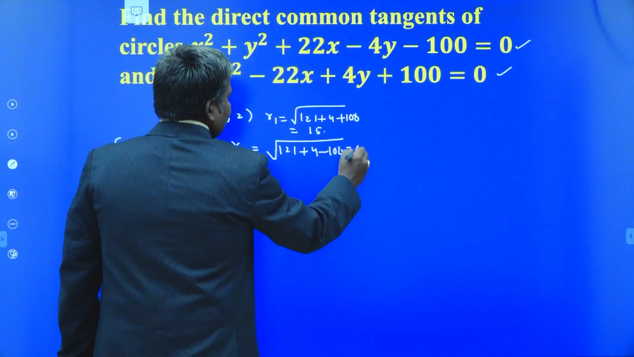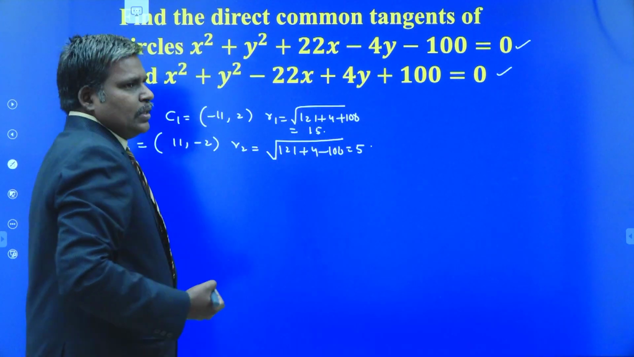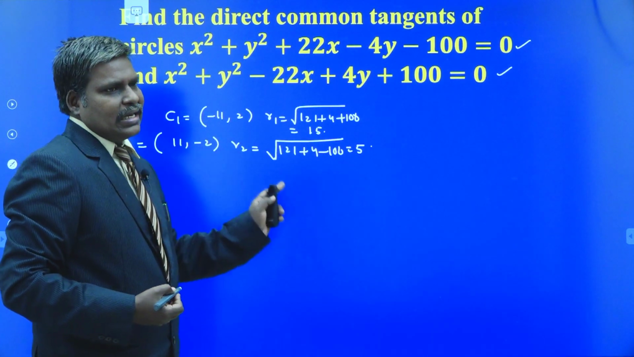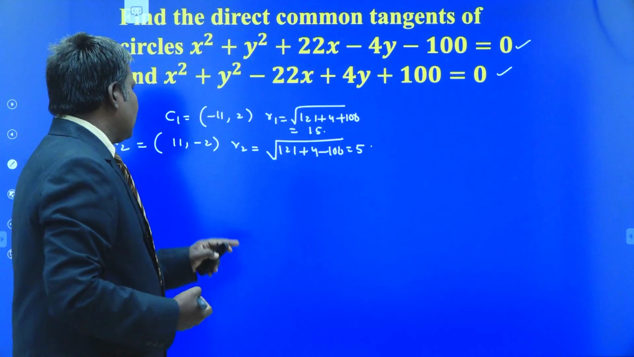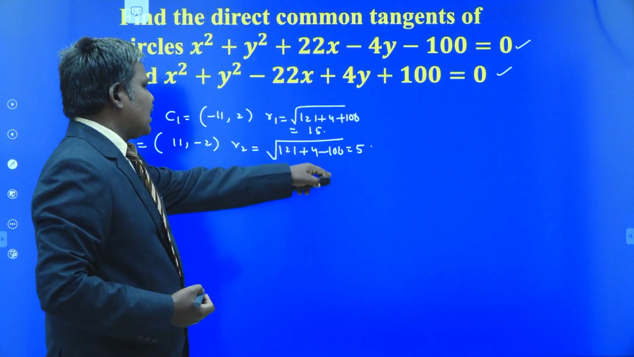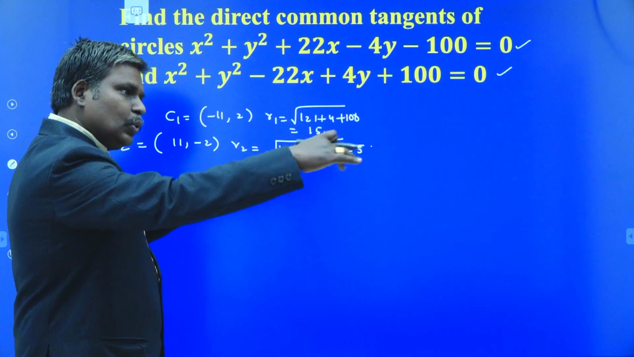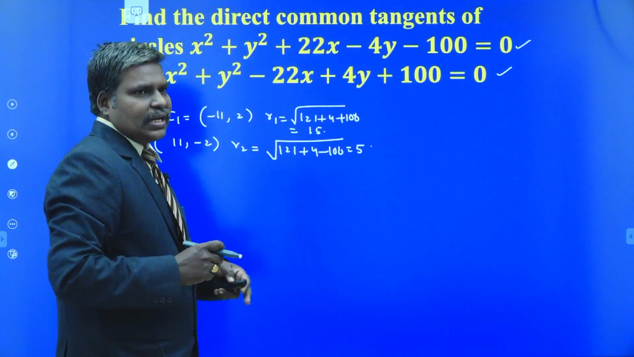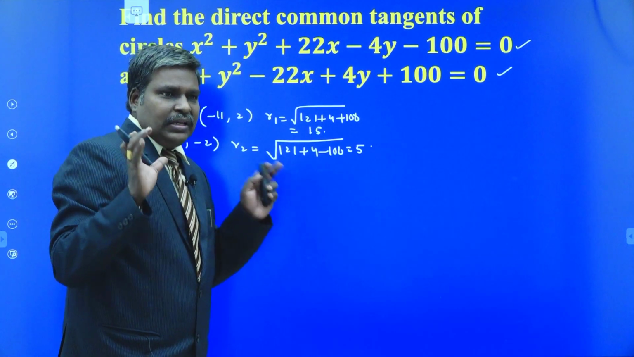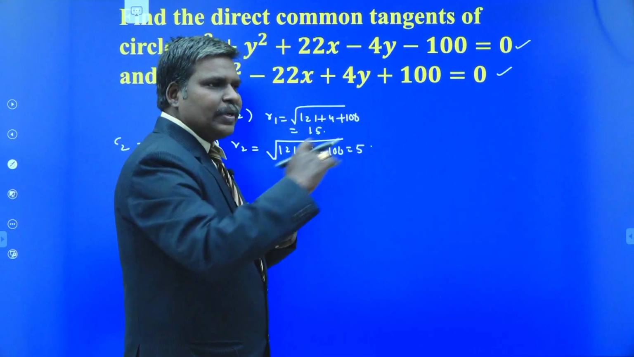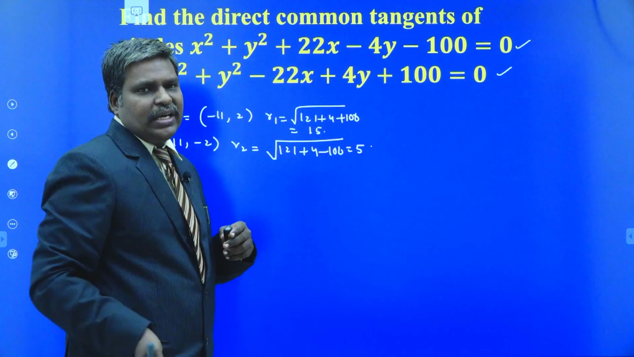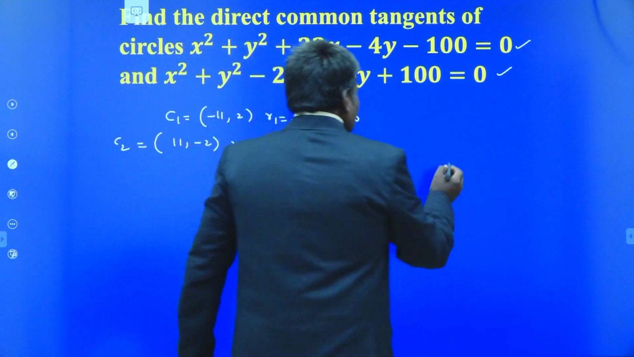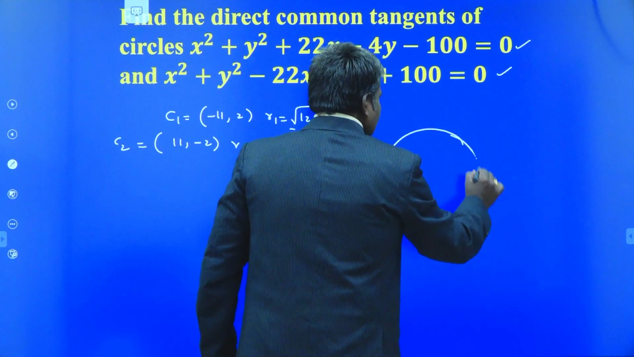That is root 25, that is 5. Now the direct common tangents intersect at the external center of similitude. Here the radii of the two circles are different. That is why the two direct common tangents intersect each other. Suppose the radii of the two circles are equal, then there are two equal circles. The direct common tangent would be parallel to the line joining their centers. That is another story. Here that type of condition is not present.